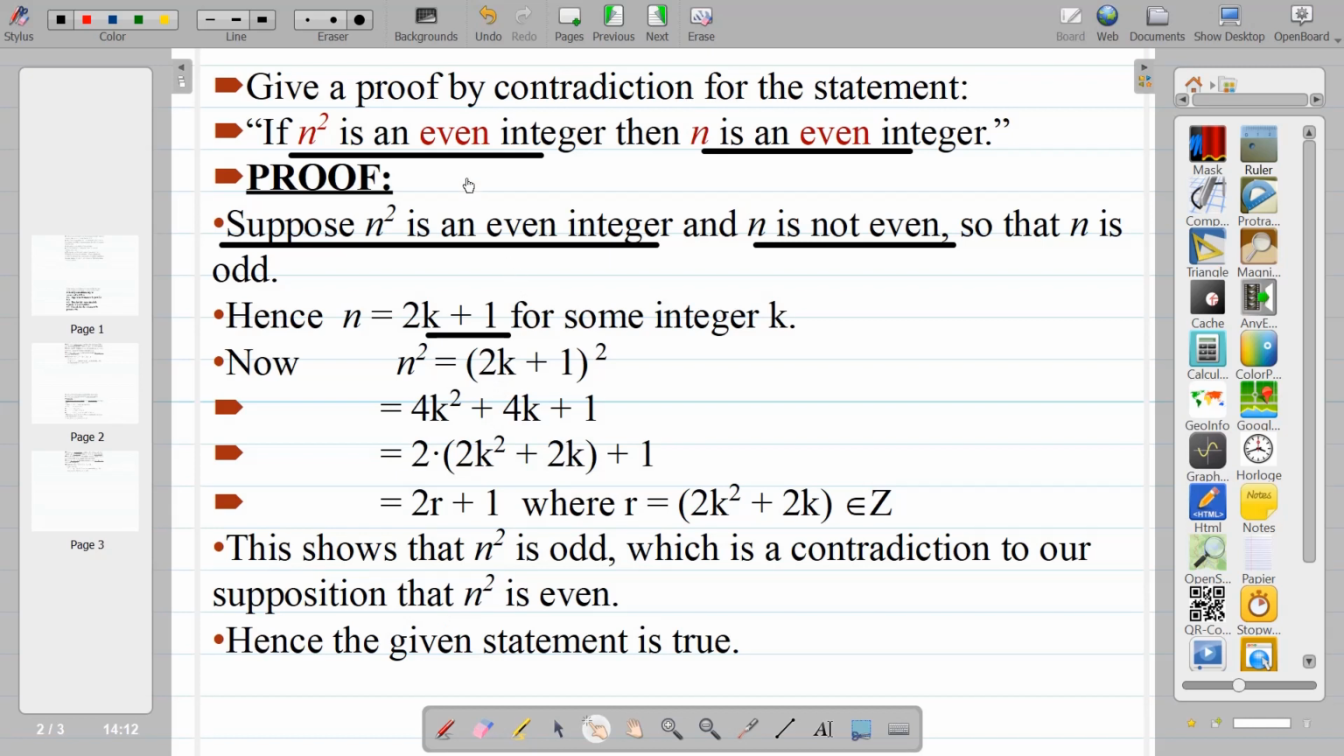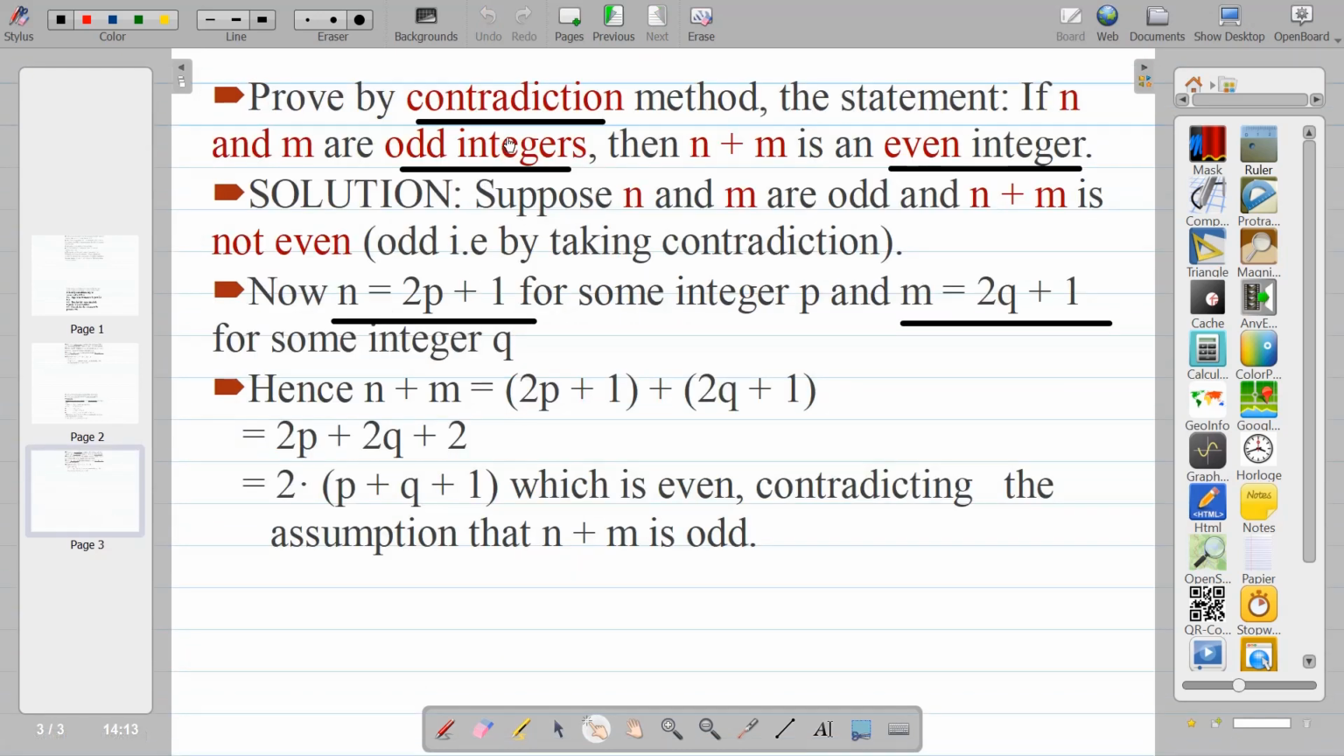Instead of proving that if n is odd, then n squared is even, it ends up proving that if n is odd, then n squared is also odd. Hence it leads to a contradiction of our supposition of the statement. So hence the given statement is true. Let's take another example.